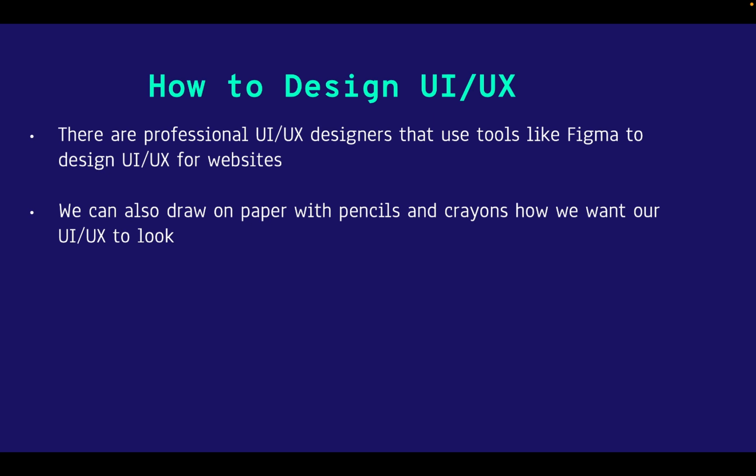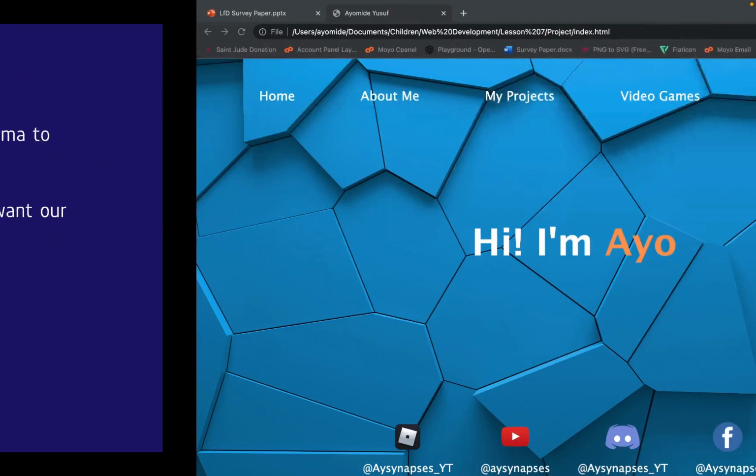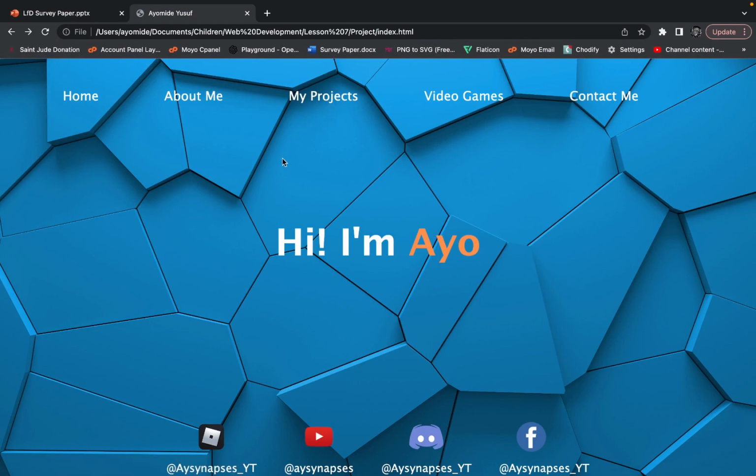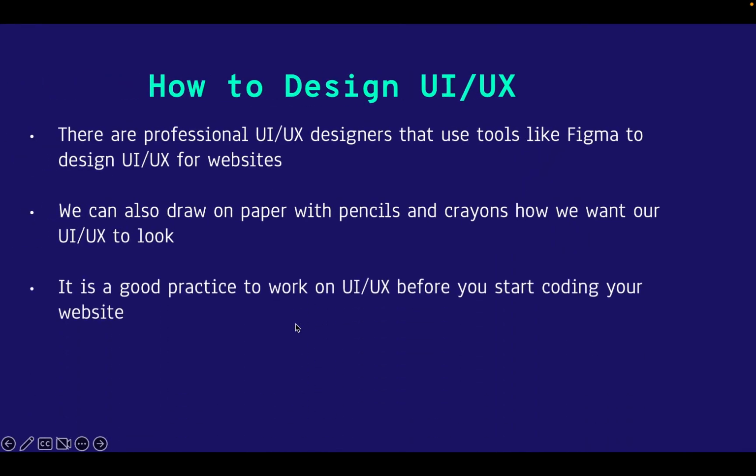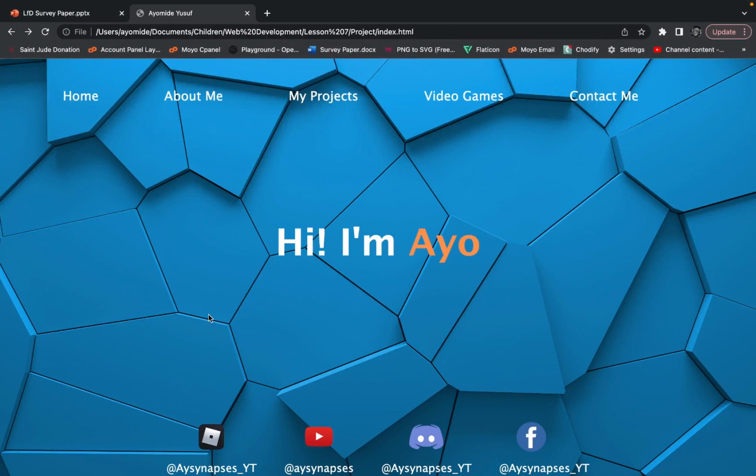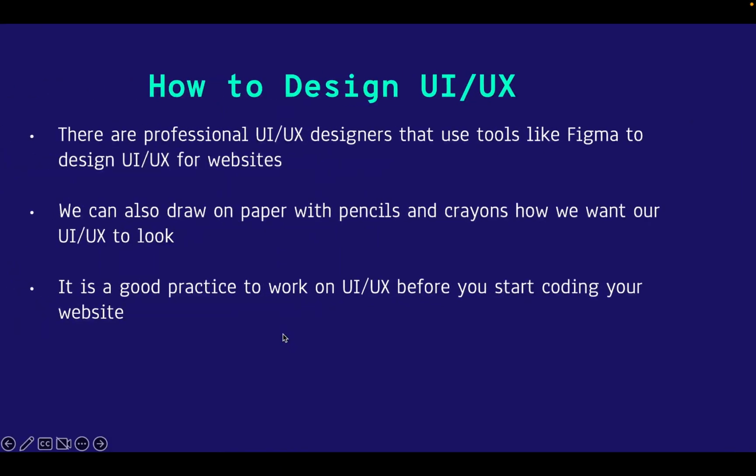I will show you the UI that I put on paper for it, and I will also ask you to design a UI for my project. It is a good practice to work on your UI before you start coding. It is good to draw something on paper first, because if you start coding and you don't know where to put what, you might be frustrated. But when you put something on paper, that will guide you on where you want to put what and what you are doing.